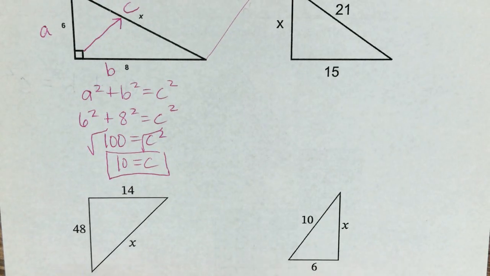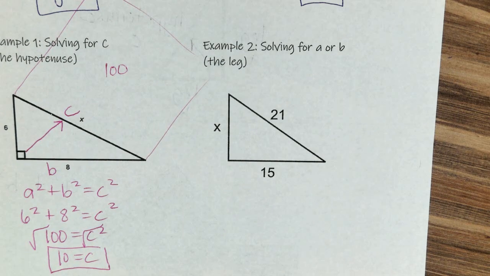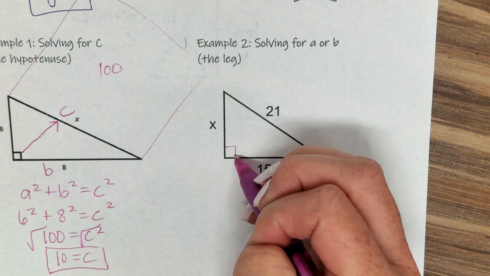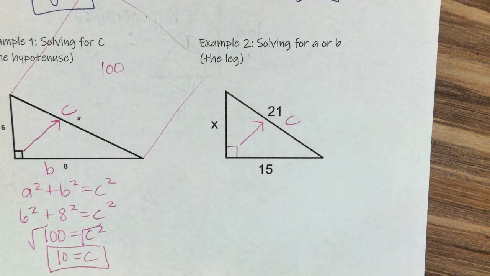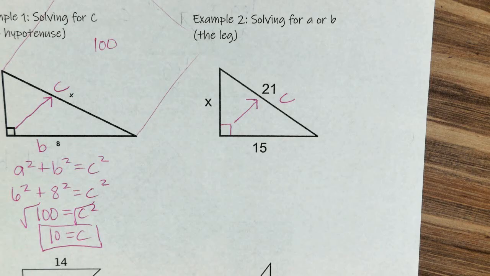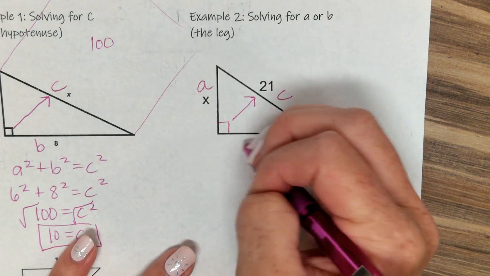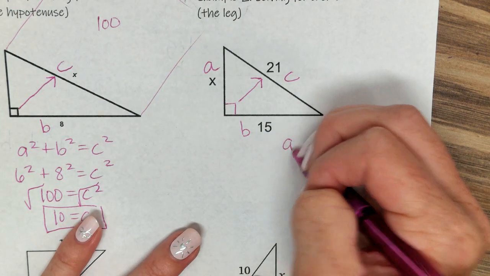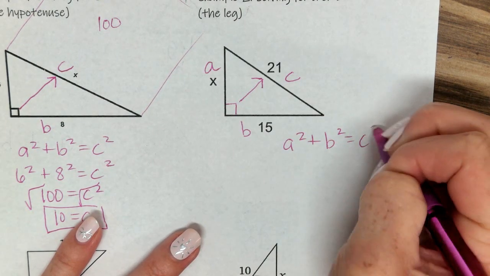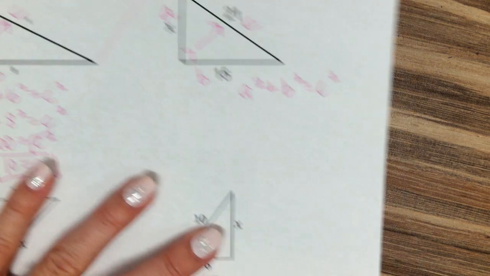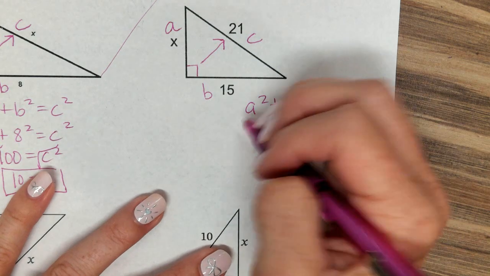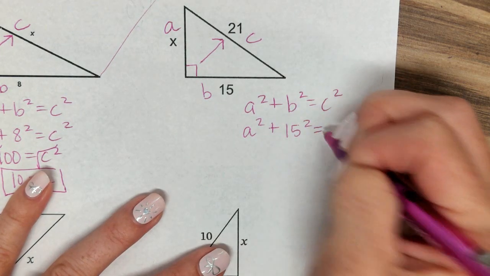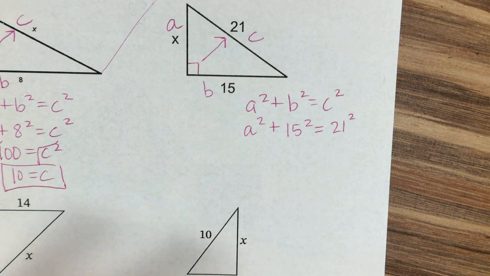Are we okay? Now go to example 2. This time they give you the C. Here's the right angle, here's the C. So this time we're going to solve for A or B. I'm going to call the missing side A. Write your formula down: A squared plus B squared equals C squared. Fill in what you know. I don't know A, so A squared plus B is 15, so 15 squared, equals 21 squared.